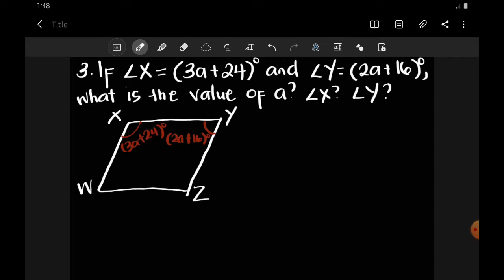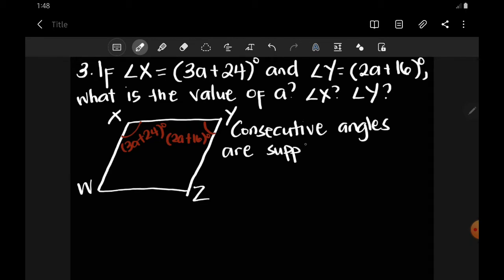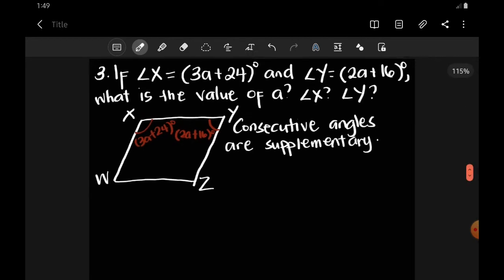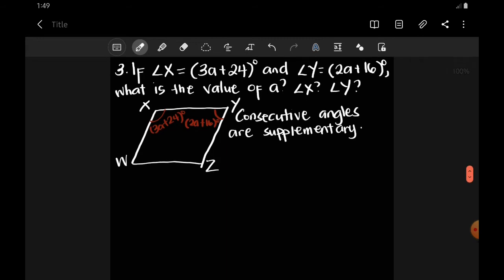So we're going to use the property: consecutive angles are supplementary. So if they are supplementary, meaning the sum of the two angles must be equal to 180 degrees. So if we are going to rewrite that, that would be angle X plus angle Y is equal to 180 degrees. So same process, substitute all the given values.